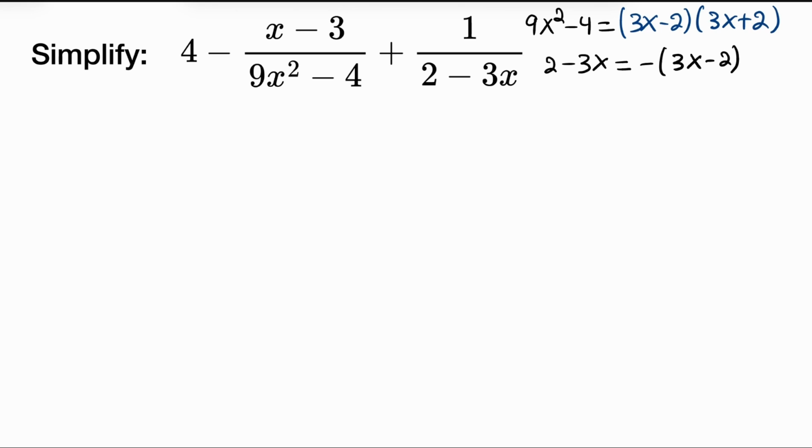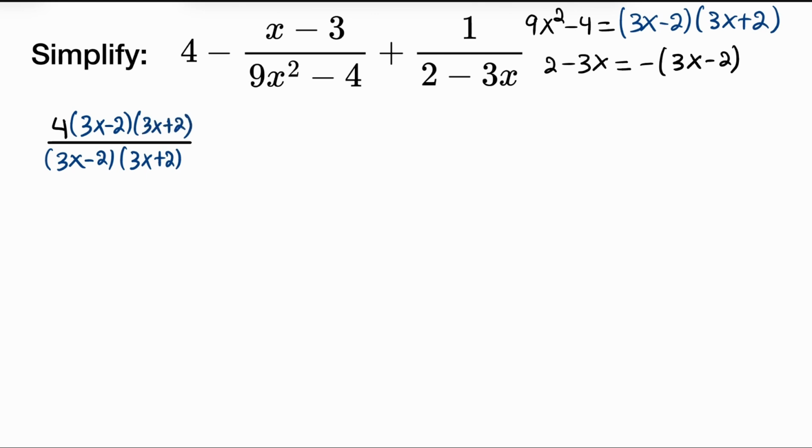All right, so the next step then is for us to rewrite this rational expression with the common denominator of 3x minus 2 times 3x plus 2. So let's start with 4. So we have 4, and that's over 3x minus 2 times 3x plus 2. Whatever you do in the denominator, make sure you do in the numerator as well. That's 3x minus 2 times 3x plus 2.